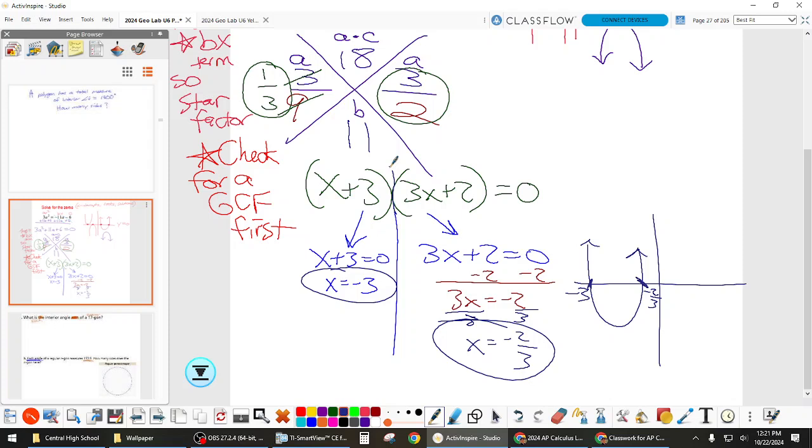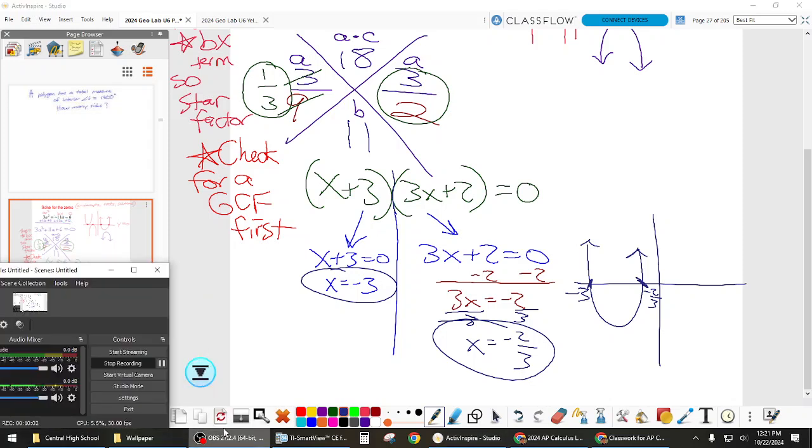Okay. If something factors, this is a pretty consistent process. So GCF, star, and then set each factor equal to 0 and solve. All right. Good, that was a good review of that then. I'm glad we did it. I will continue to put these up all year long.